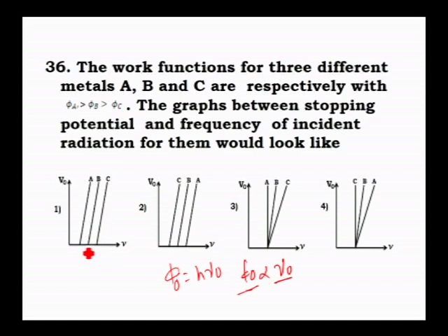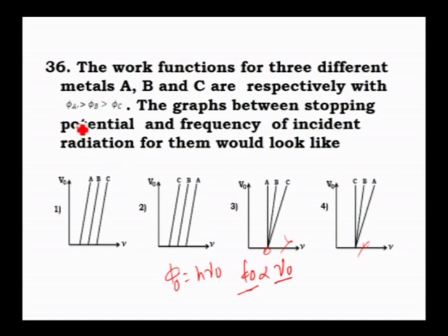Anyway, first option they have given A, B, C. Second one, CBA is there, ABC is there. Anyway, this is wrong. Option 3 is also wrong, because there is one common point. What remains is either CBA or ABC.